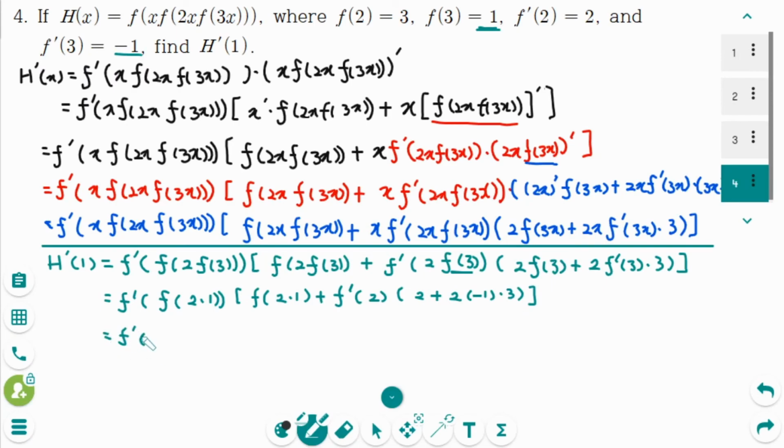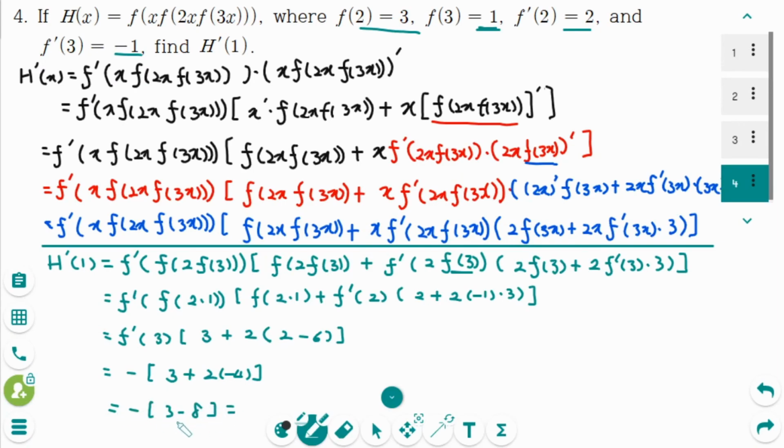Equals f prime of f of 2 equals 3 times f of 2 equals 3 plus f prime of 2 equals 2 times 2, 2 times minus 1 times 3 equals minus 6. Then f prime of 3 equals minus 1 times 3 plus 2 times minus 4. 3 minus 8, then minus 5, which is 5.